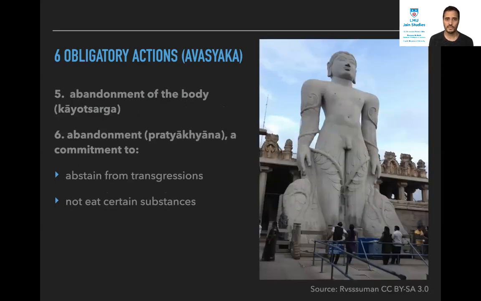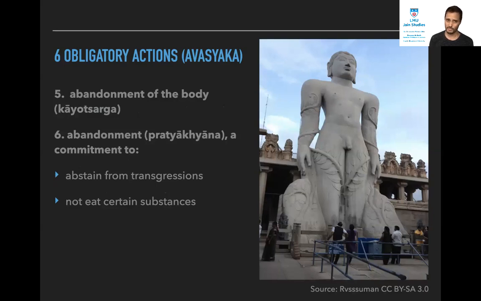The fifth and sixth of the six obligatory actions are abandonment of the body and abandonment in general. These are really focused on giving up one's attachment to the mind, body, and all the attachments that come with the mind and body, right? Because in Jain tradition, you're trying to overcome those things, overcome those passions, overcome the mind and the body to set the soul free.